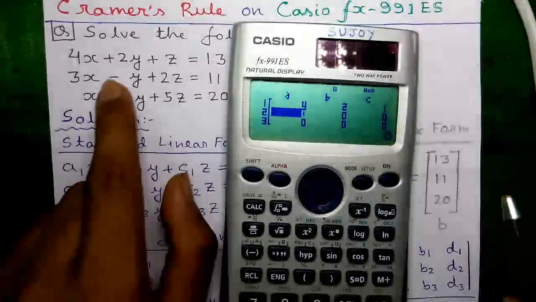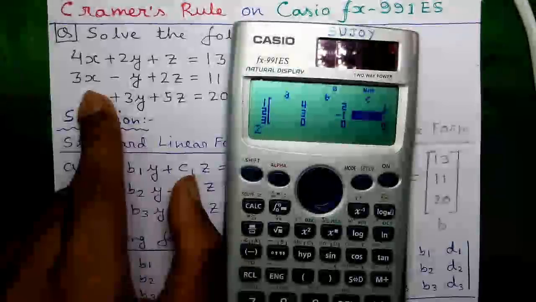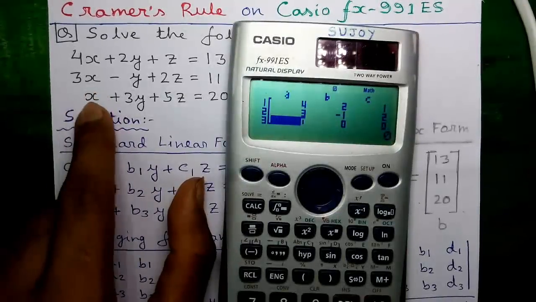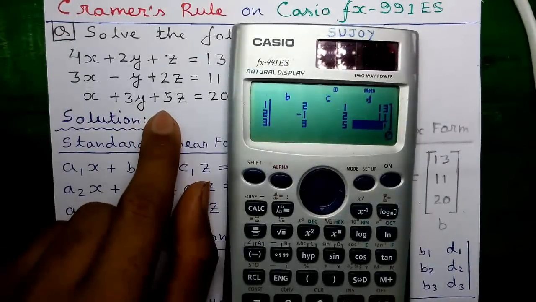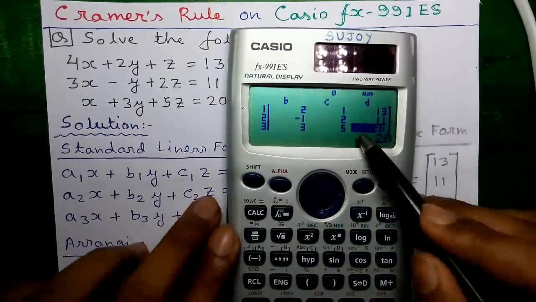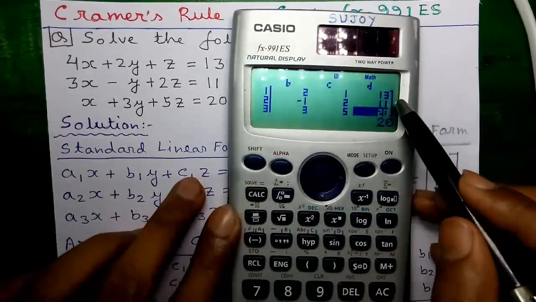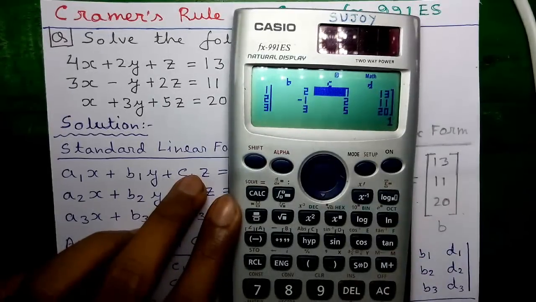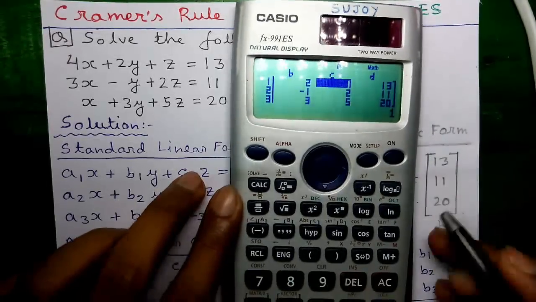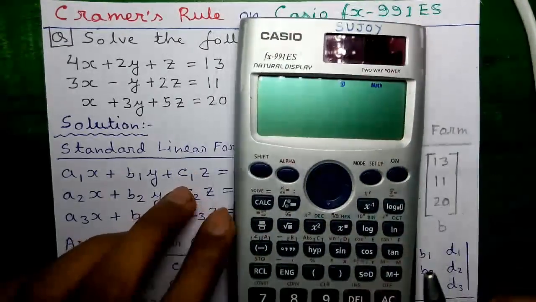And now we'll store this matrix into the MATAns variable. For that, press shift 4 and 3 for matrix A and multiply that by 1. So matrix A into 1 is equal to matrix A itself, which is now stored in the MATAns variable. We can verify that: press shift 4 and 6 for MATAns and press equals to. So which is the original matrix 4 2 1, 3 minus 1 2, and 1 3 5.